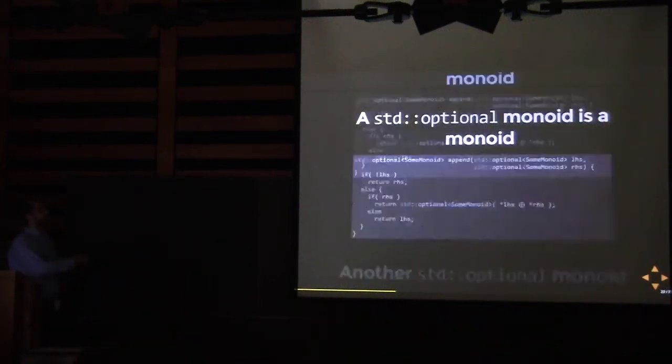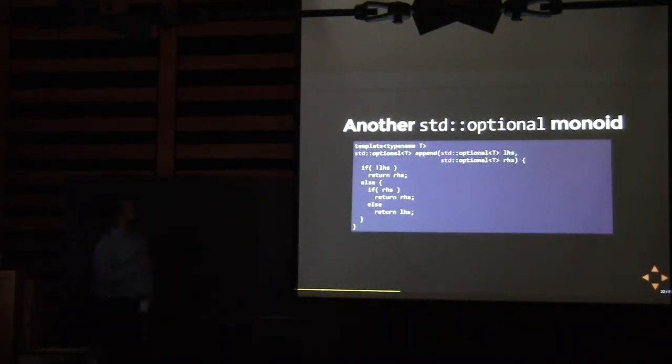Exactly right. So here's one which has the right-hand side as the preferential one. So you can just always choose the right-hand side if they both happen to have something. If one of them has something, you give it to one of them, otherwise you return nil. So nil would be your empty value. Okay.